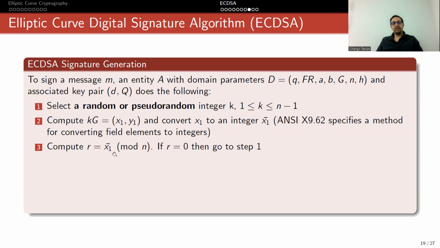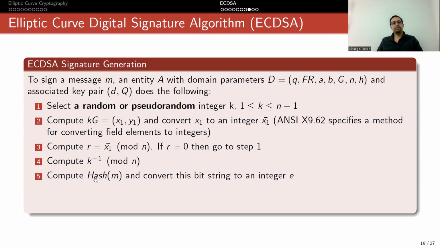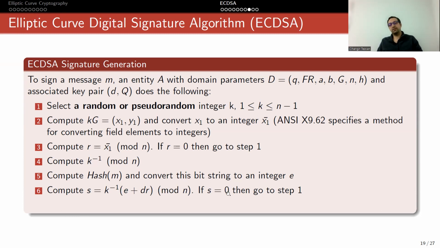You compute R, which is x1 modulo n. If R is 0, then go to step 1 and do the same thing. Choose another K and repeat it, okay? If it is not 0, compute the inverse of K modulo n. Compute the hash of your message and convert this bit string to an integer E. Compute S equals K inverse times (E plus dr) modulo n. Again, if S equals 0, go to step 1 and repeat it. If it is not, your signature is ready, which is R, this value, and S. Okay, as simple as that.